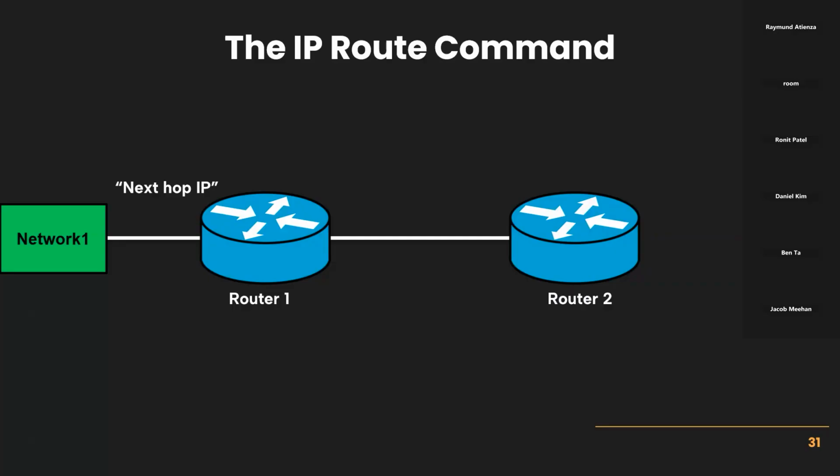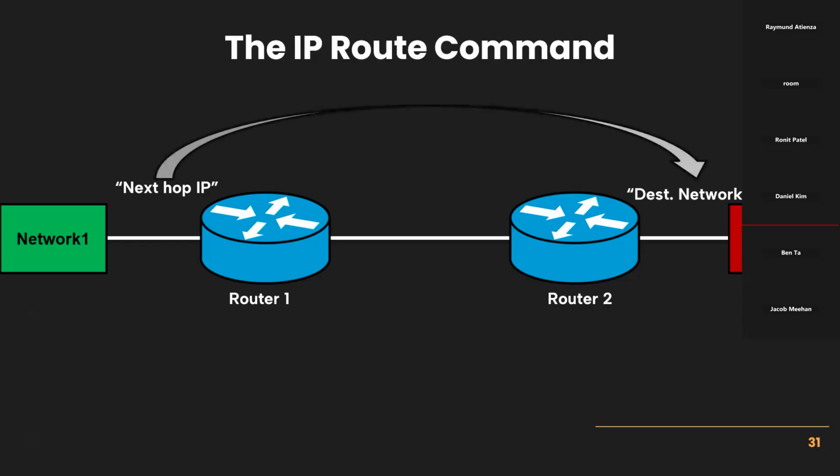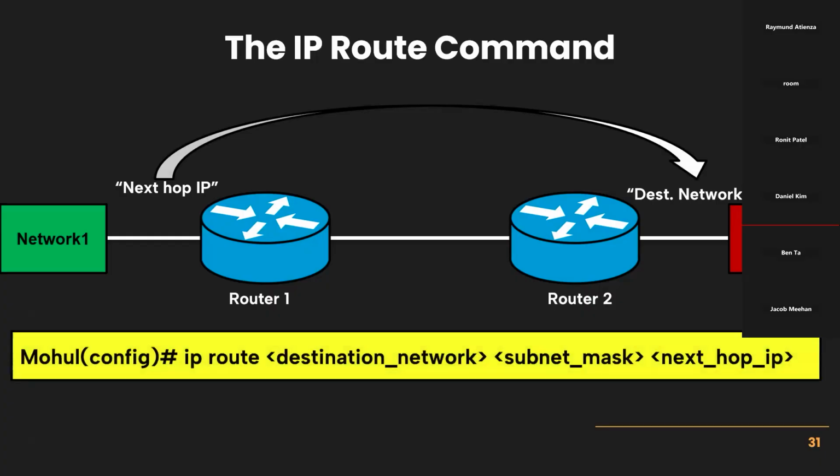When you're starting, imagine you're network one, and you want to move to network two. You'd consider this the next hop IP. If it was the other way around, and you're in the destination network, network two, you would flip where the next hop is, based on which one you're looking at it from. So the example I'm talking about is going from this one to that one. And this would be the actual command you'd configure.